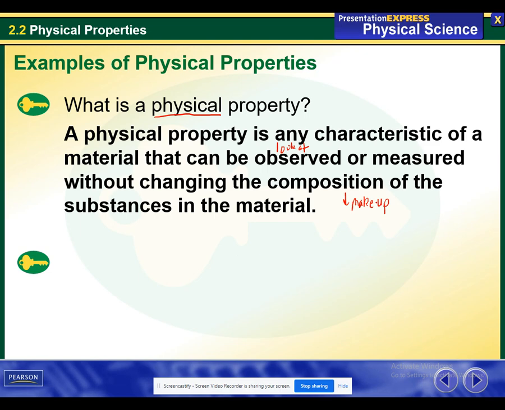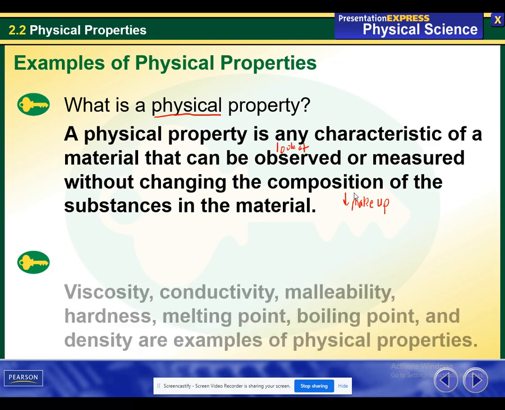So a good example of a physical property is color. I can look at the color of water as clear, and it doesn't change what water is made up of. It's still going to be 2 hydrogen and 1 oxygen.